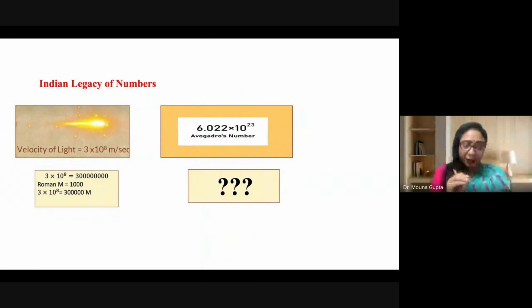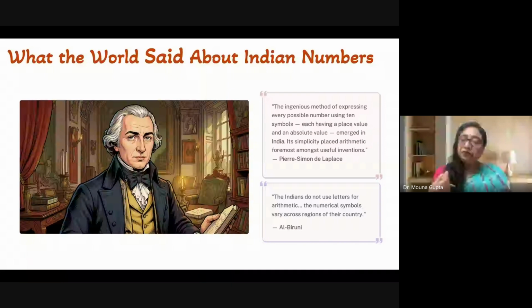And we don't have to say about this. Laplace says about it, Rumi says about it, and they say that it is not the mathematics they have given the place value. This country has different states. In different states, they have a different language, and in different languages, they have different symbols to represent. So that's the beauty of mathematics, Indian mathematics.